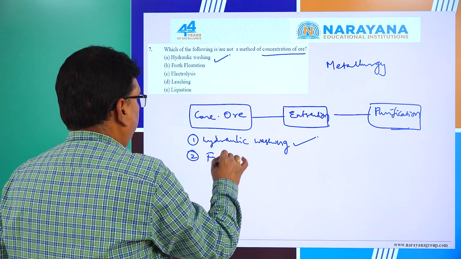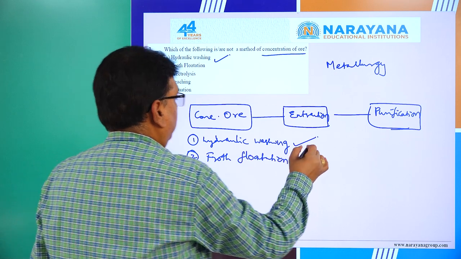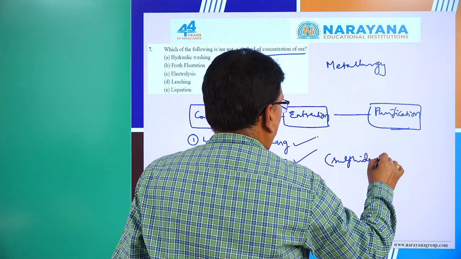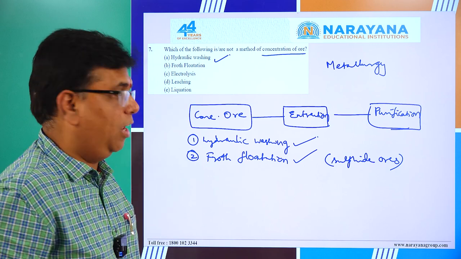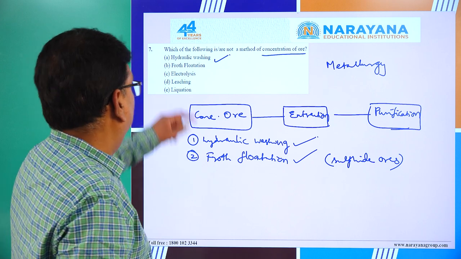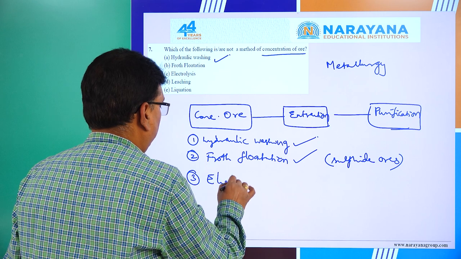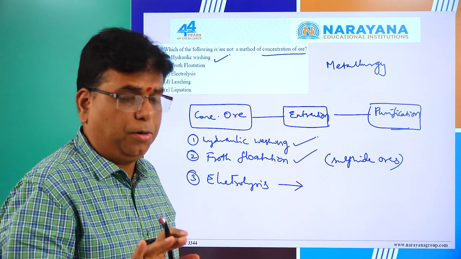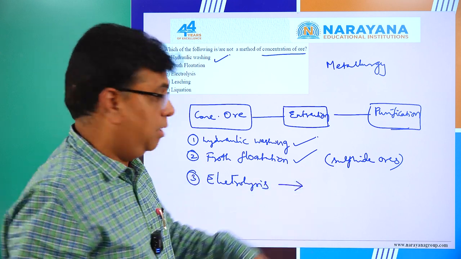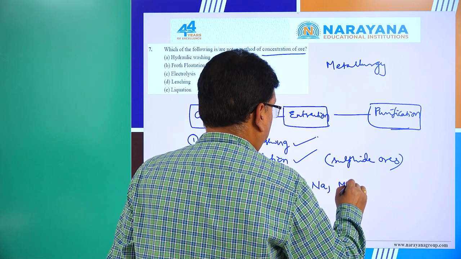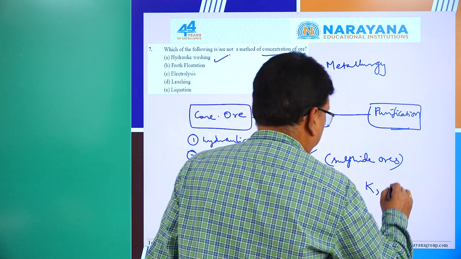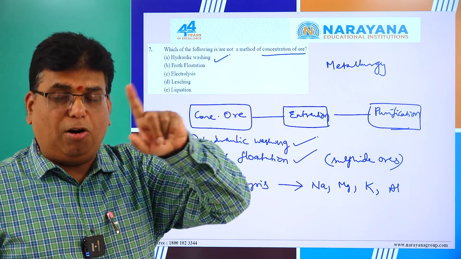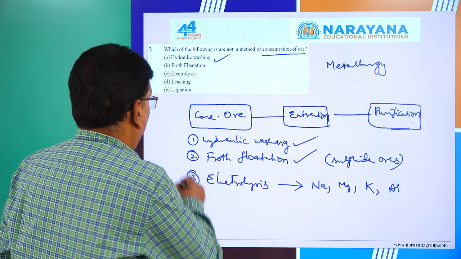Second one is froth flotation. This is also for the purification of sulfide ores. Sulfide ores are particularly purified by froth flotation. Electrolysis. Electrolysis is not a method of purification of ore, not a method of concentration of ore. Electrolysis is a method by which metals like sodium, magnesium, potassium, aluminium, all highly reactive metals, are extracted. So electrolysis is not that.